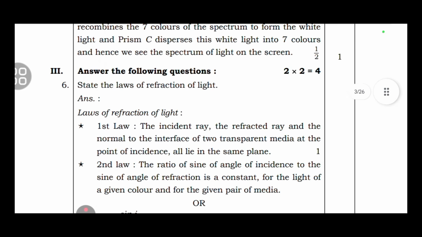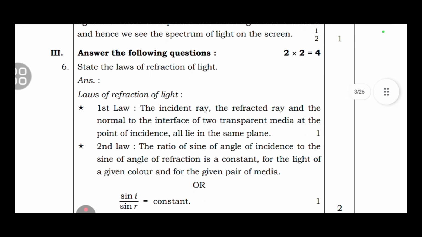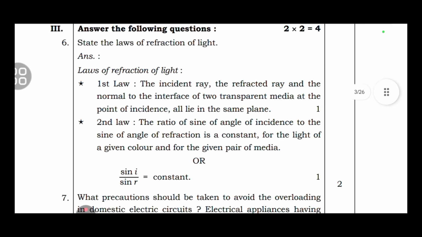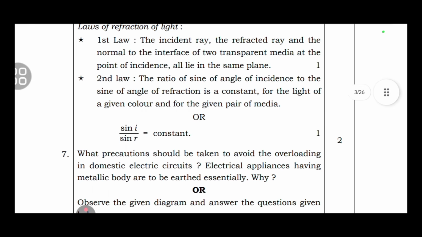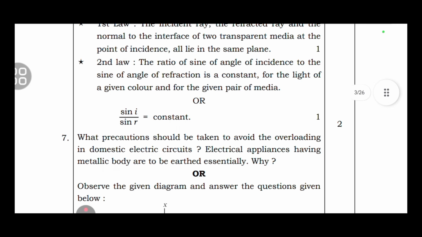Coming to the 2 marks question, state the laws of reflection of light. These are the laws, read them, and here it is important to write. For the second law you can write sin i by sin r is equal to constant. This is the second law, where the equation also carries 1 mark.